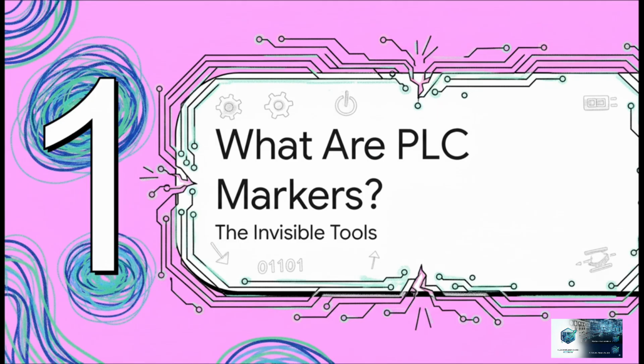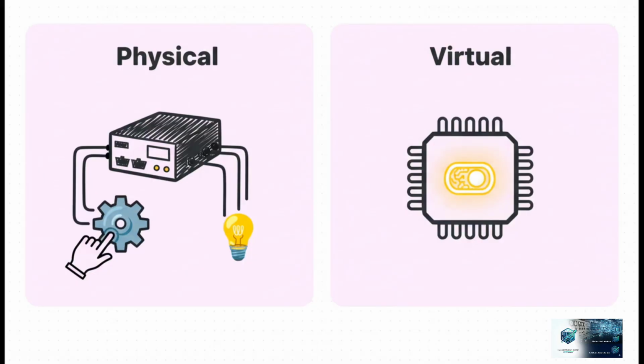So, first things first, what is this thing we call a marker or a memory bit? Let's break it down. You've got to understand this key difference. On one side, you have your physical outputs. We're talking real, tangible hardware that controls motors, lights, valves, stuff you can actually see and touch. But on the other side, you've got markers. These are completely virtual. They're software-only switches that don't exist in the real world at all. They live exclusively inside the PLC's memory just to help us organize our logic.